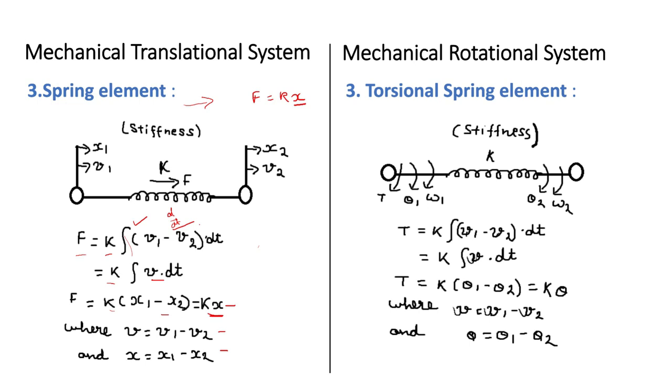Now for mechanical rotational system, you have torsional spring element. So here torque is equal to k into integration of omega 1 minus omega 2, or torque is equal to k into integration of omega, where omega is omega 1 minus omega 2. In terms of angular displacement theta, t is equal to k into theta 1 minus theta 2, or t is equal to k theta, where theta is theta 1 minus theta 2. This k is also known as stiffness. So this was your spring element.